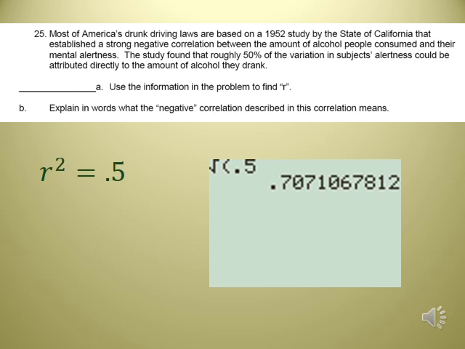The other question that's here is to explain what the negative correlation means in this problem. Well, negative, again, means when one thing goes up, the other one goes down. And if you've either drunk anything yourself or you've been familiar with people that have, you know that the more people drink, the less alert they are. That's why this is a negative correlation.